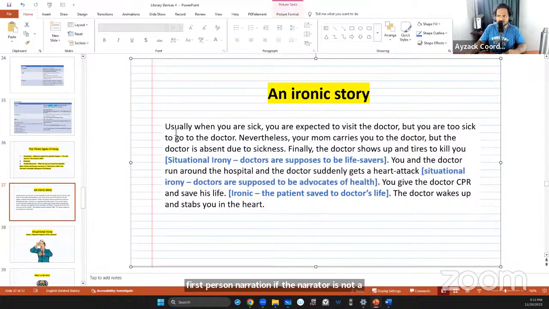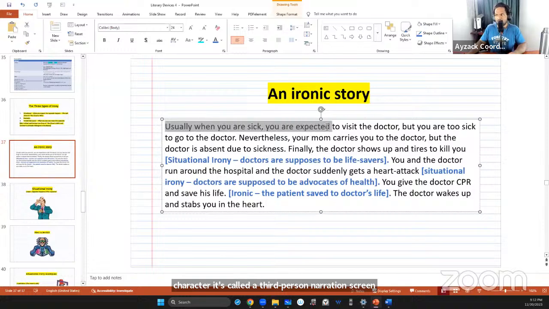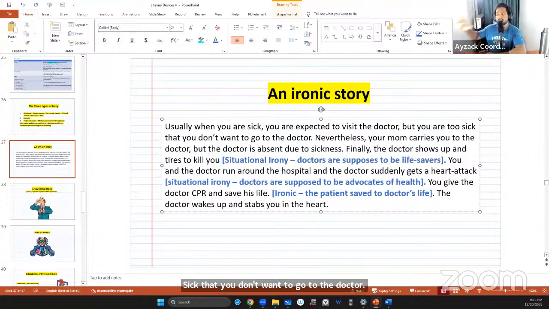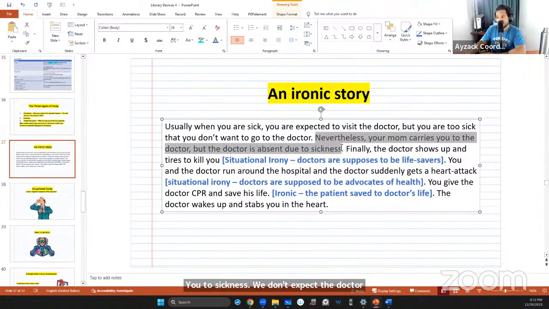Screenshot this ironic story. There are more examples of irony. Usually when you are sick, you are expected to visit the doctor, but you are too sick that you don't want to go. Nevertheless, your mom carries you to the doctor, but the doctor is absent due to sickness. We don't expect the doctor to be sick ever, right?